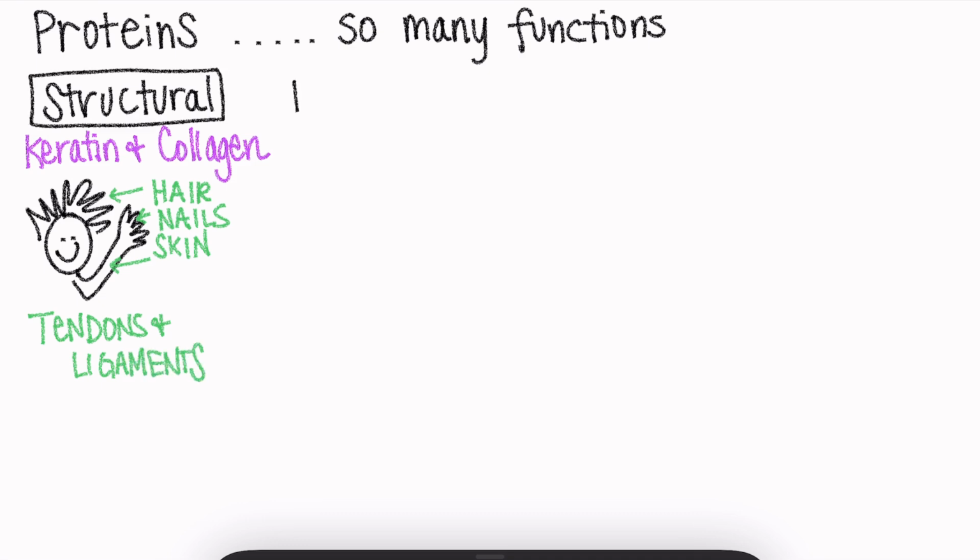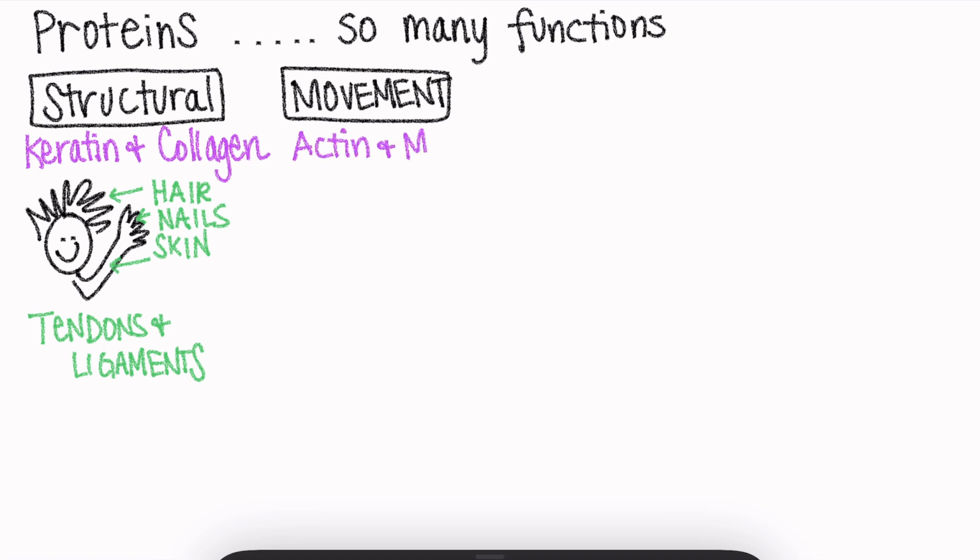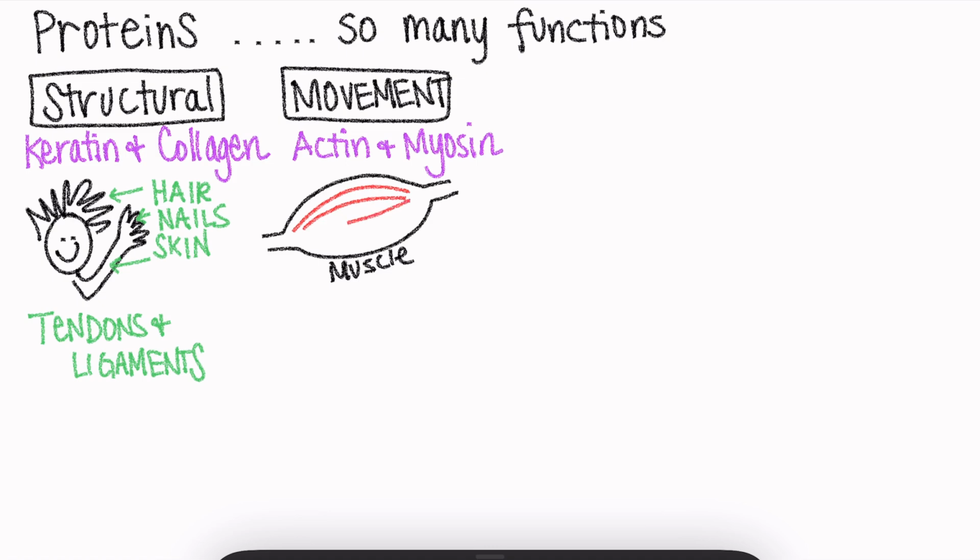Proteins also function in movement. Actin and myosin are 2 contractile proteins that are found in your muscles. Muscle fibers are heavily composed of these proteins, actin and myosin. We call them contractile proteins because they can shorten. Isn't that awesome?